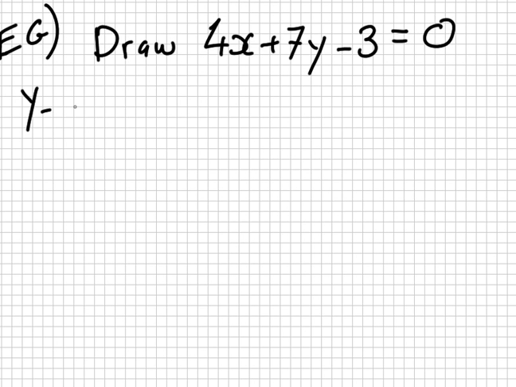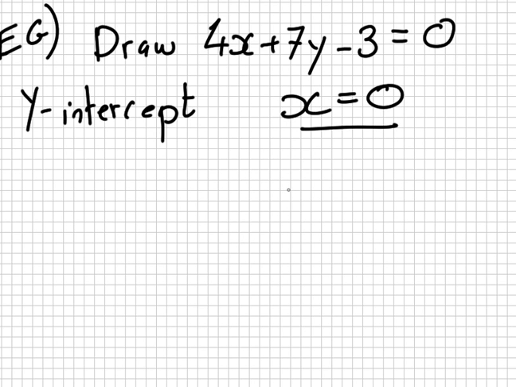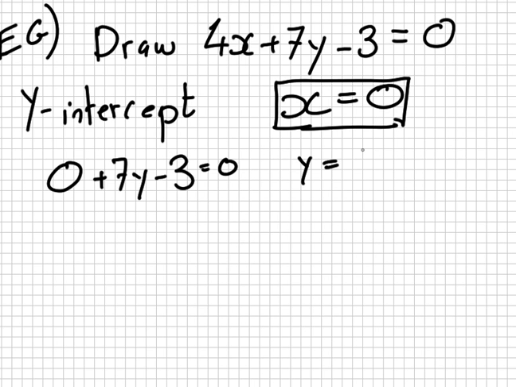Y-intercept. So to find the y-intercept, you make x equals 0. So we have 0 plus 7y minus 3 equals 0. So this means y will have to equal 3 over 7.